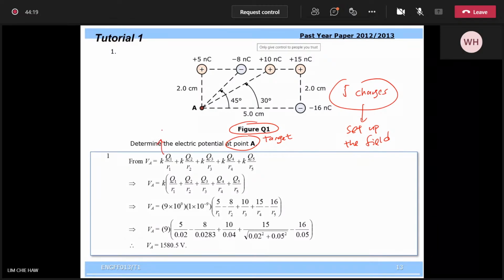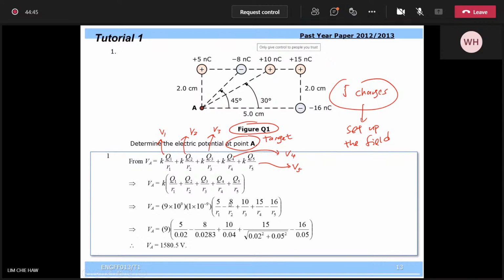Okay, so this is V1, this is V2, this is V3, this is V4, and this is V5. Do you see that? Right, 5 charges, 5 potentials. And electric potential is a scalar quantity, so what you need to do is direct addition. You don't need to care about the direction.